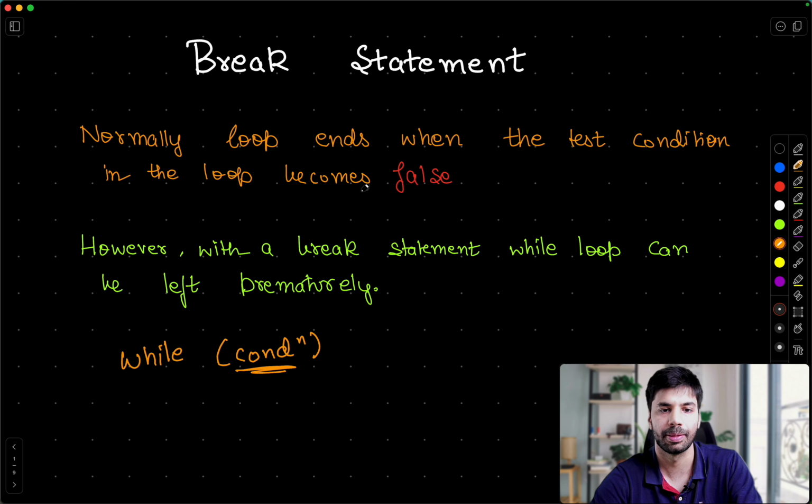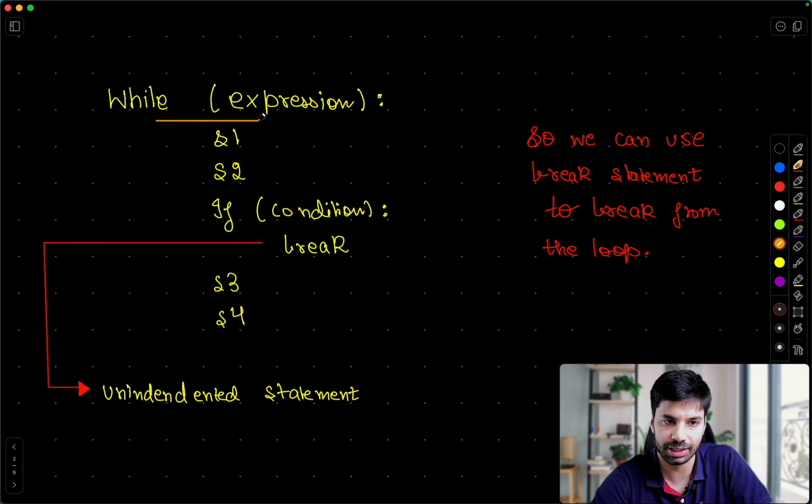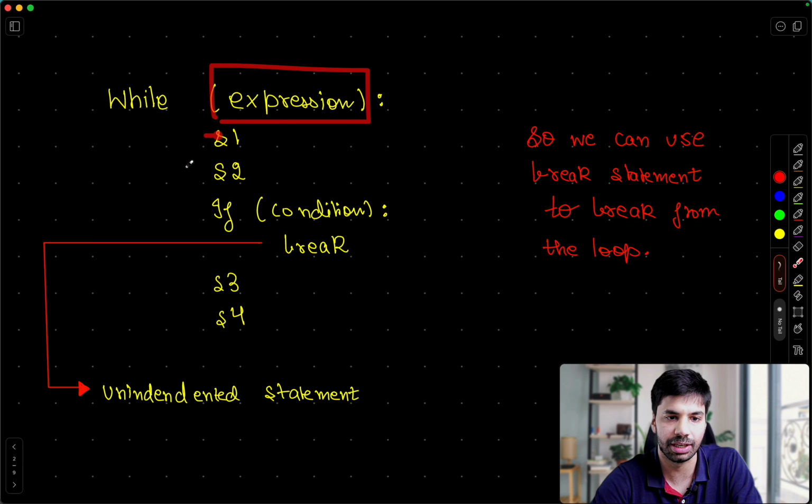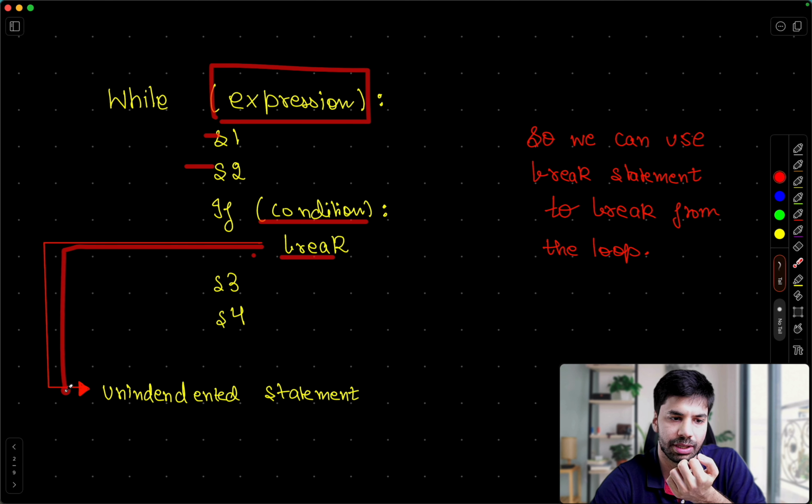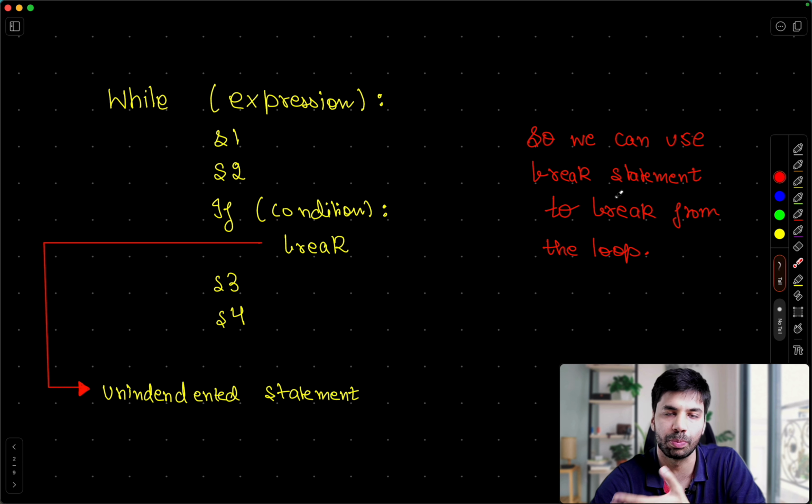So let us go back. This is the syntax overall: while expression. This expression gets evaluated, then statement 1, statement 2. If some condition is there and we get break, then the whole overall flow comes in this direction. So we can use the break statement to break from the loop.